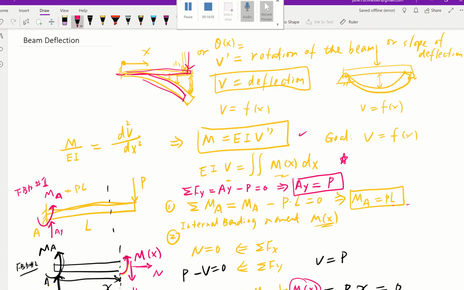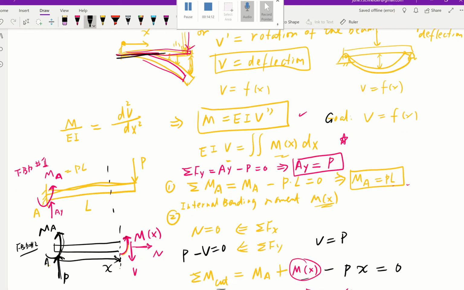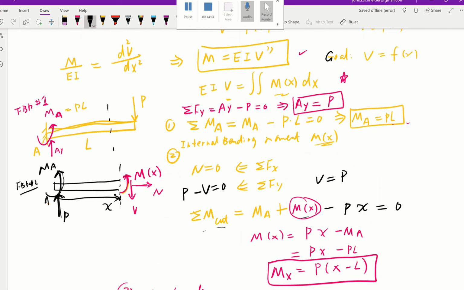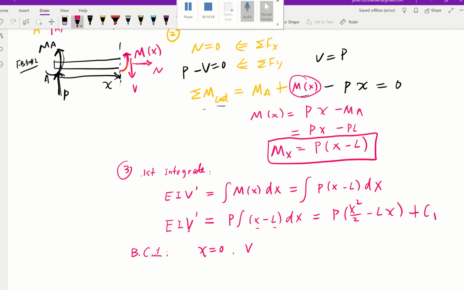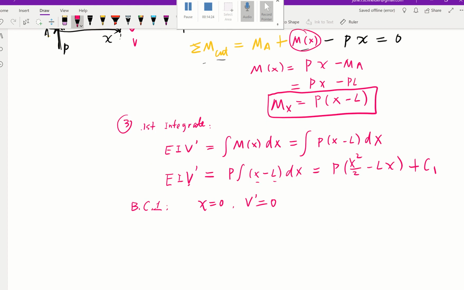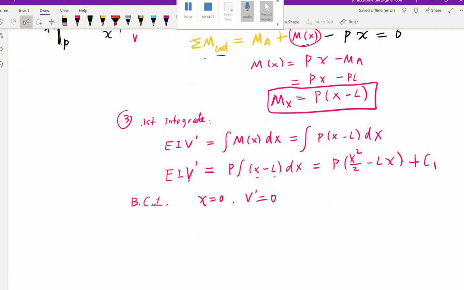So what's going to be the slope? If I'm going to draw it, what's going to be the slope at that deflection, which is V prime? That slope is going to be equal to 0. As you can see, it's a horizontal line here. So this V prime is going to be equal to 0. That's going to be our first boundary condition. So put in this condition, x equal to 0, V prime equal to 0. Let's see what we can find out for C1.